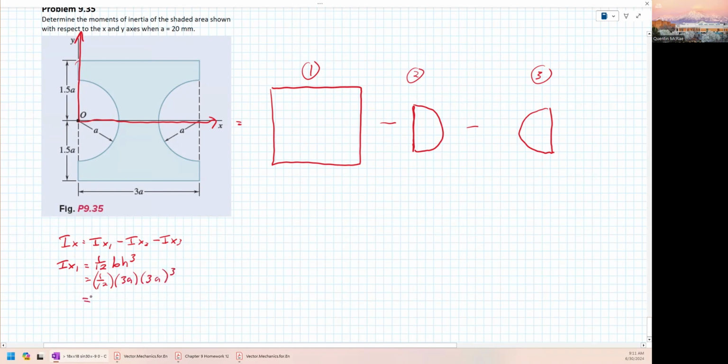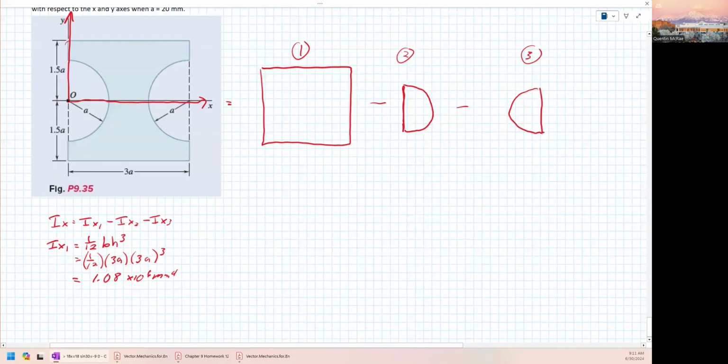And then once you plug in the numbers, so 3 times 20, you raise that to the fourth, and then divide by 12. So you get 1.08 times 10 to the 6 millimeters to the fourth. So that one's kind of unexciting. It's basically what you'd expect to see. Okay, and then I'm going to keep going.